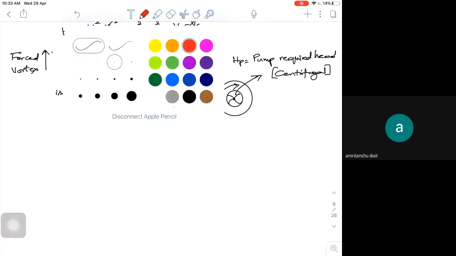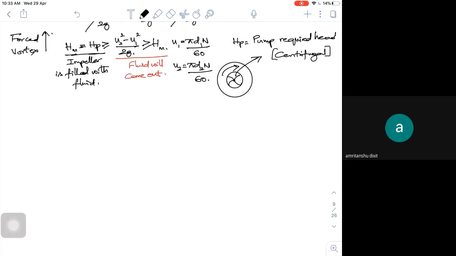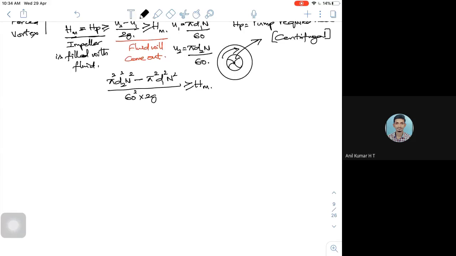So if I try to do that, what is U2? U2 is equal to pi D2 N by 60. So U2 square is pi square D2 square N square by 60 square into 2g, and this should be greater than or equal to your manometric head. Now I am looking at the minimum starting speed.